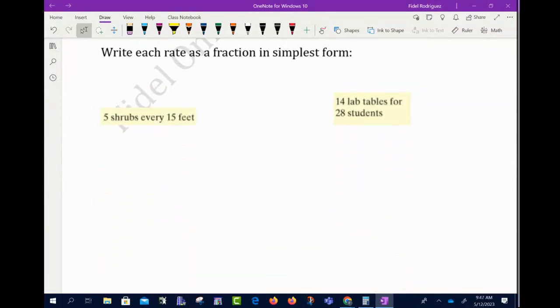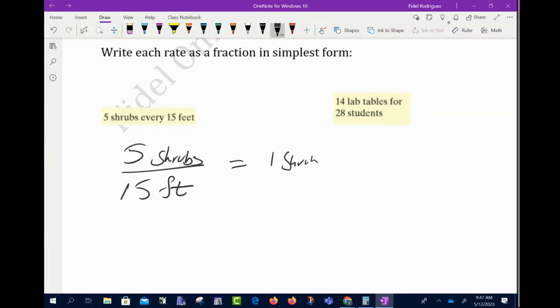Okay. Now we have what we call rates. Rates, y'all, just mean that the units are different. Look what it says here: 5 shrubs for every 15 feet. 5 shrubs, 15 feet. Now I can't cancel the units because the units are different, but we can reduce the numbers. 5 shrubs for every 15 feet. Doesn't that mean that's the same thing as 1 shrub for every 3 feet? Right? Divided by 5? Okay.